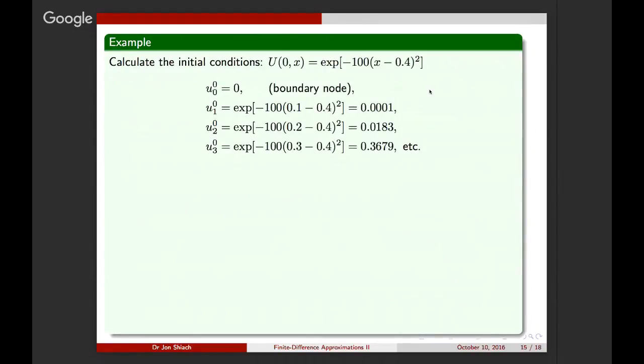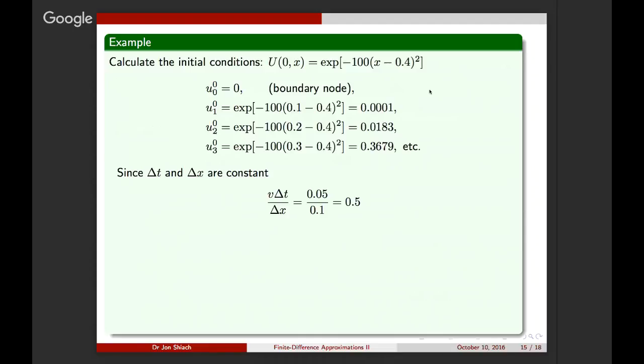First thing I do, calculate the initial conditions, specifying what each node is. So what I do is I substitute in the value of x. U0, well that's going to be 0, it's a boundary node, so for any value of t it's 0. U1, the x value was 0.1, so I replace x with 0.1 and calculate what that is. U2, well, x will be 0.2, and again, I calculate it. So the first thing I need to do is calculate the initial conditions.